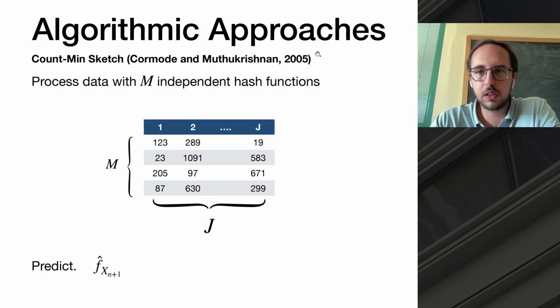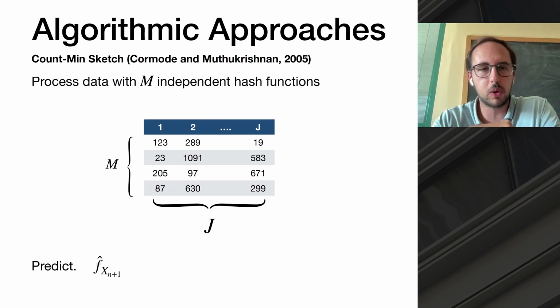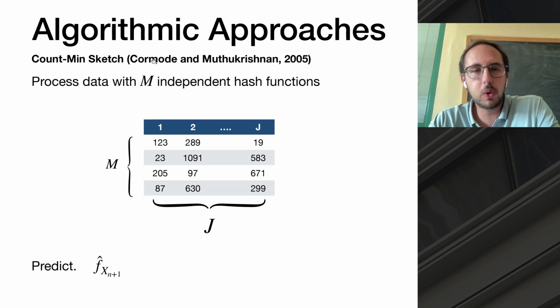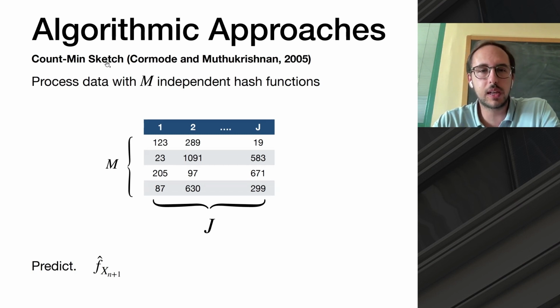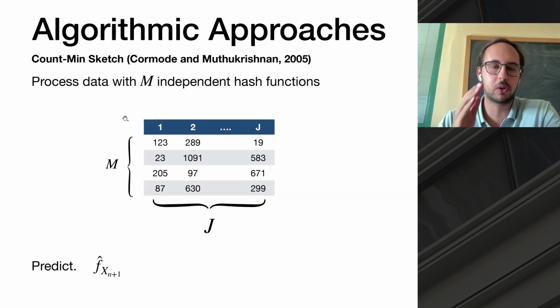And since it was developed in the computer science literature, the main approaches that have been considered were algorithmic ones. And the most popular one for the frequency recovery is the count mean sketch developed by Cormode and one of the students in 2005. And the idea is to have not just one hash function, but have capital M hash functions. So when I start processing the data, I map it with M independent hash functions.